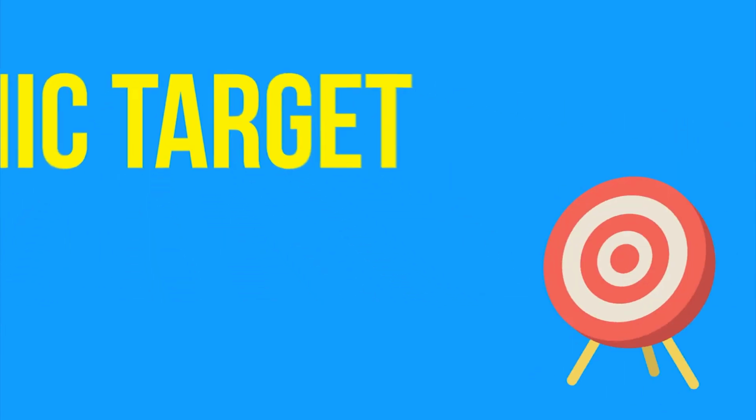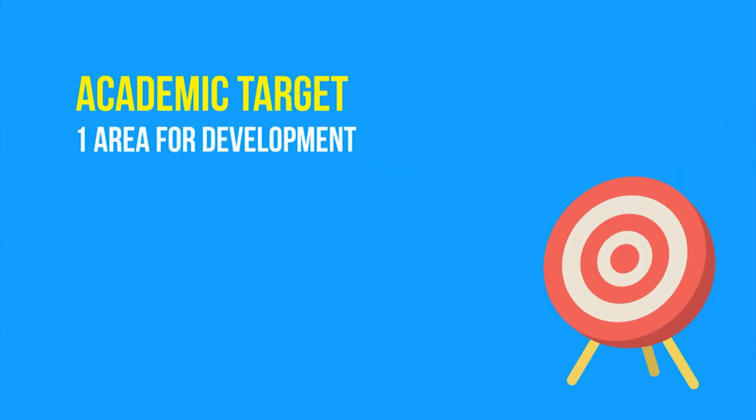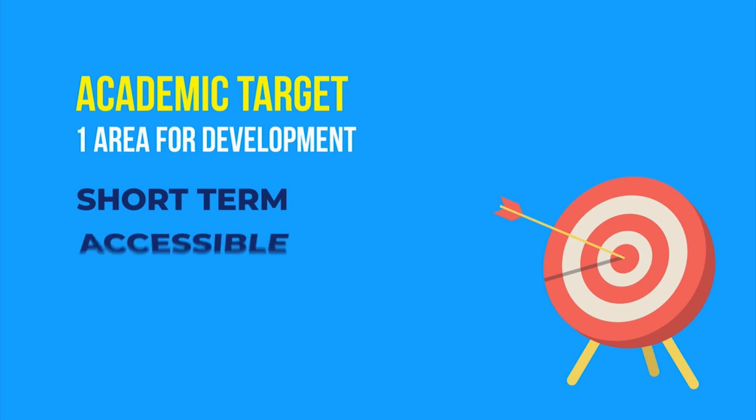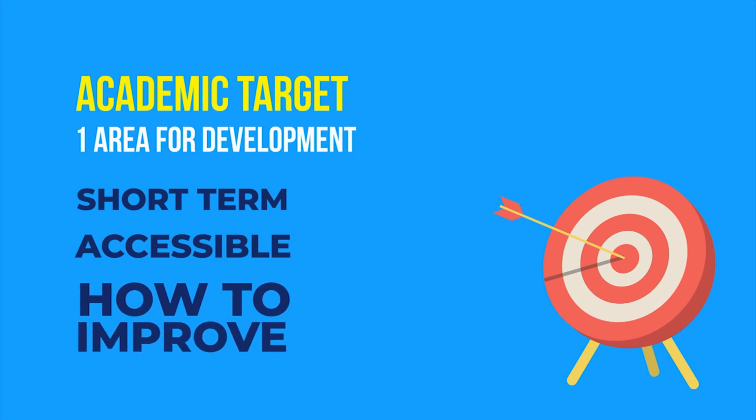This target will represent one clear area for development for the student to focus on ahead of their next assessment. The target will be short term, written in a language the student and their parent guardian understands, which may not be awarding body language, and should identify how to improve and not just what to improve. This target will be referred to where possible during further developmental work and informal assessments.